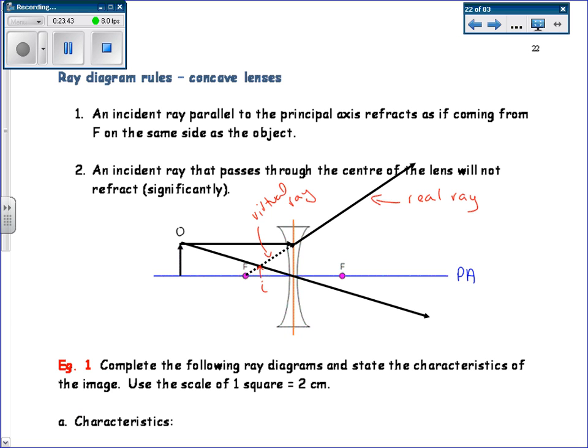So because one of the rays that indicates where the image is formed is virtual, that means the image is virtual. But you can also tell the image is virtual because it's erect. Since the image is erect, that means it's virtual, and in this case it's smaller. And remember that for a concave lens, the images are always erect, virtual, and smaller.